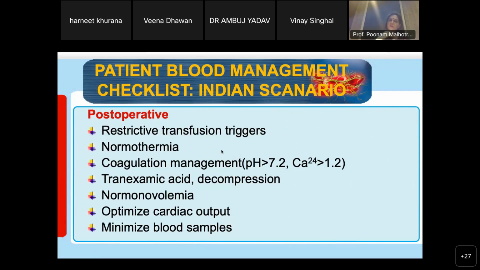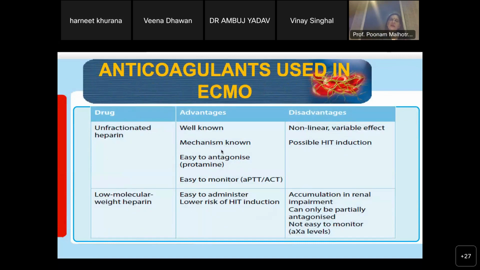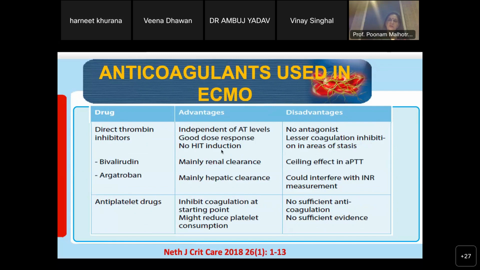Next, please. So minimize blood samples, optimize the cardiac output, and cardiac output and hemodynamic stability is very good. Remember unfractionated heparin during COVID, low molecular weight heparin served as a very good surrogate to heparin in the COVID era. Patients on low molecular weight heparin with anti-Xa measurements could be titrated well on ECMO. And low molecular weight heparin accumulates in the kidney, so renal clearance is a big hassle there.